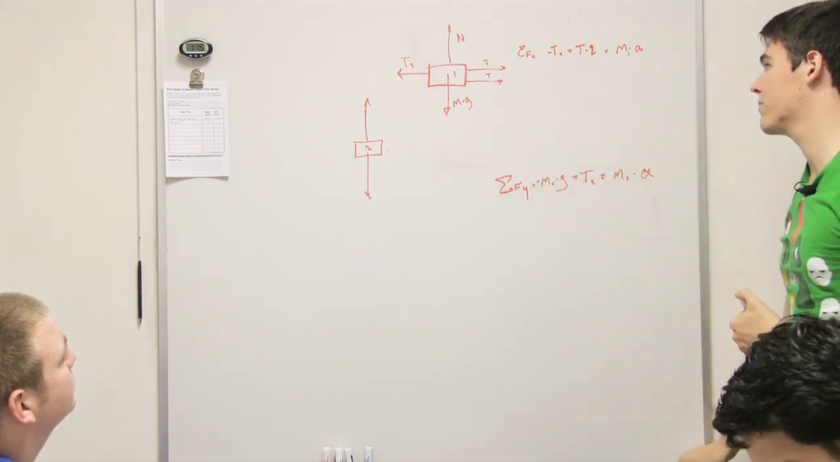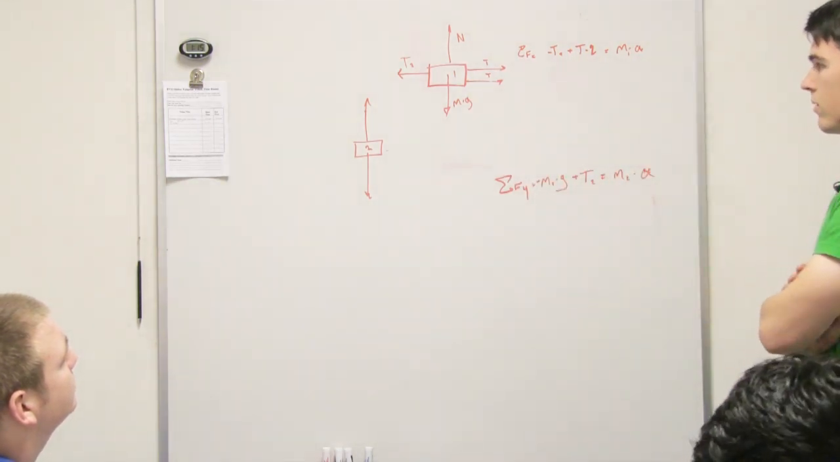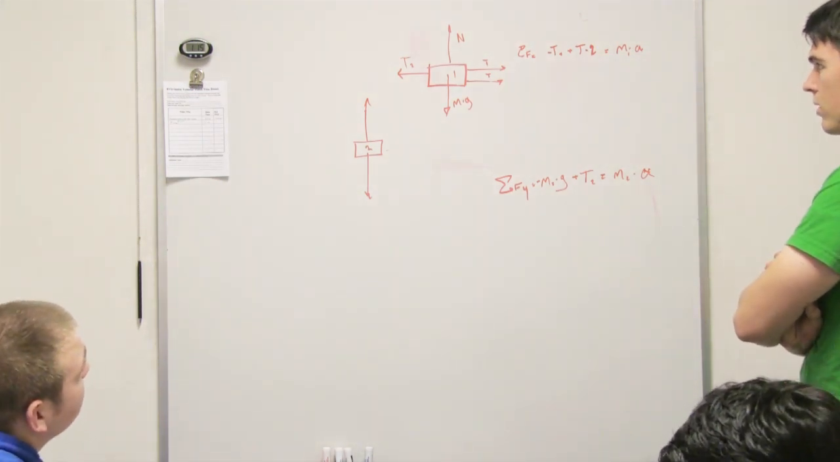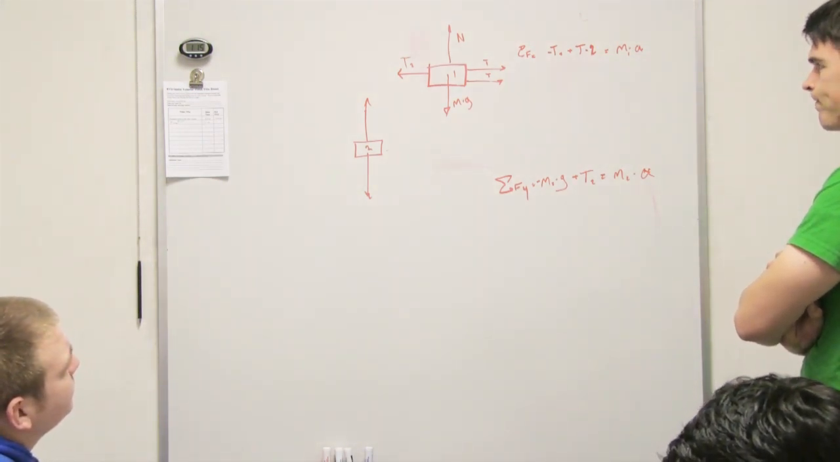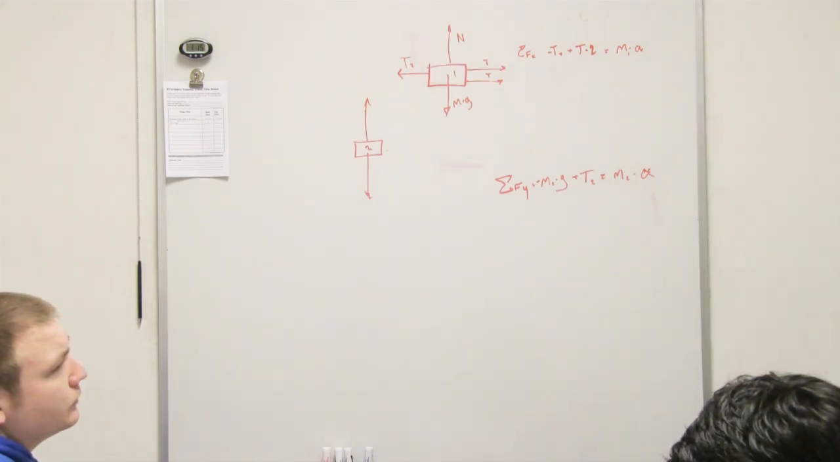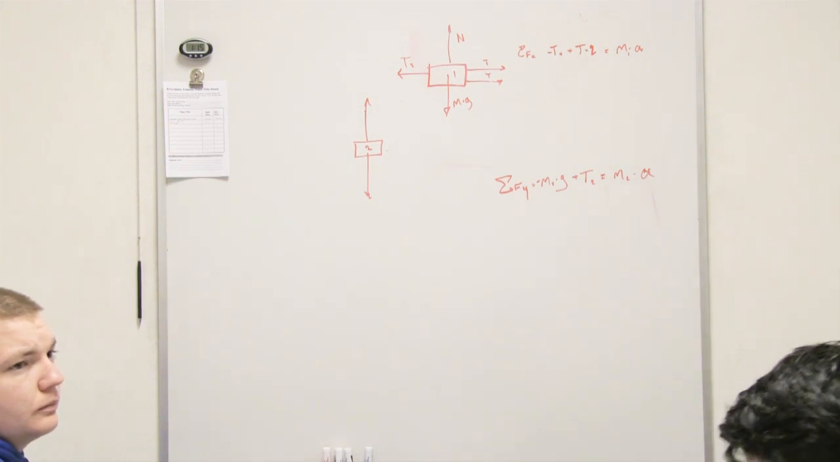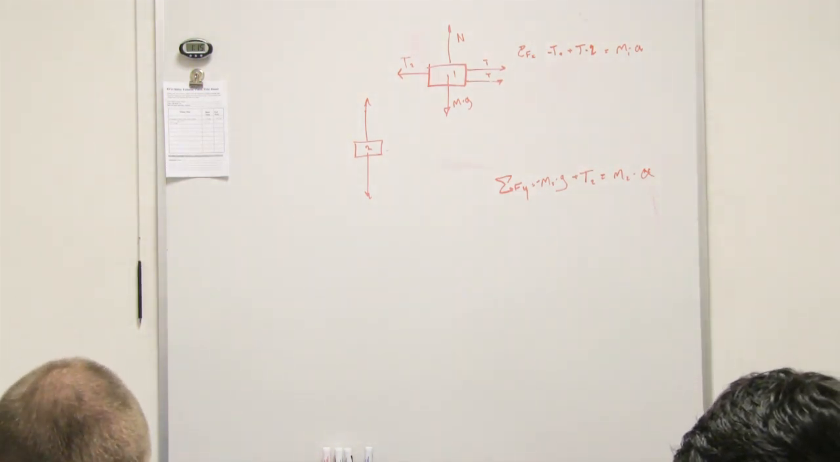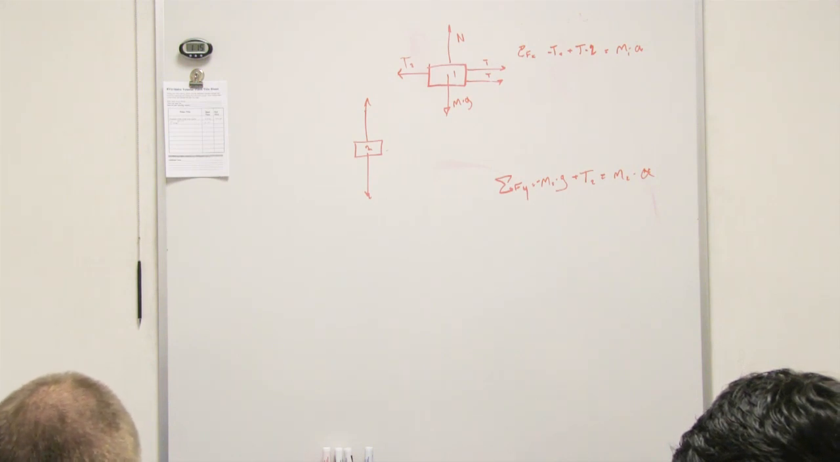How many unknowns do we have? We have tension, and acceleration. Tension 2 and acceleration. I think that's about it. I mean, we need one more equation. Let's see. What do we know? We know the mass. We know the mass of the block. Oh wait.